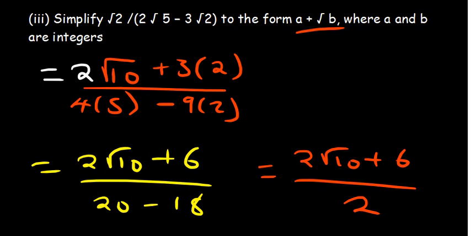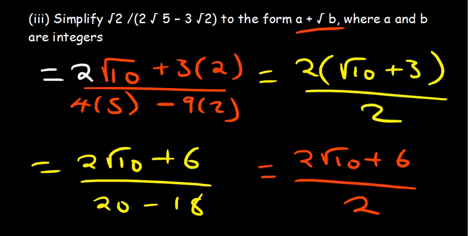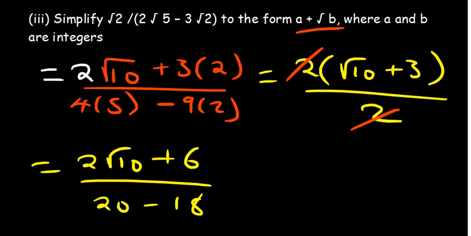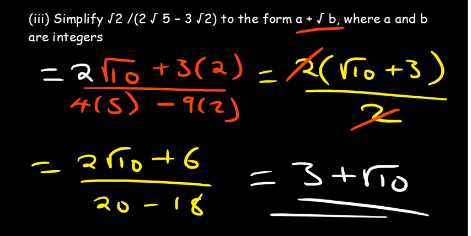Okay. So we can factorize the 2 on top. So we have a 2, then you remain with root of 10 plus a 3, over 2. So the 2 cancels out. And basically what you're going to remain with is just 3 plus root of 10, which is basically in the form that the answer was required.